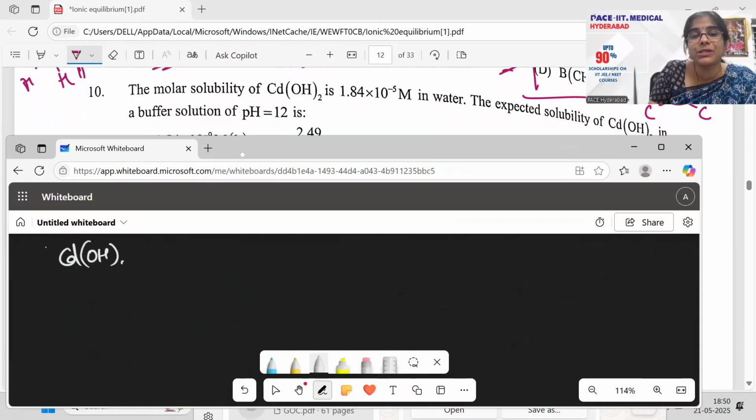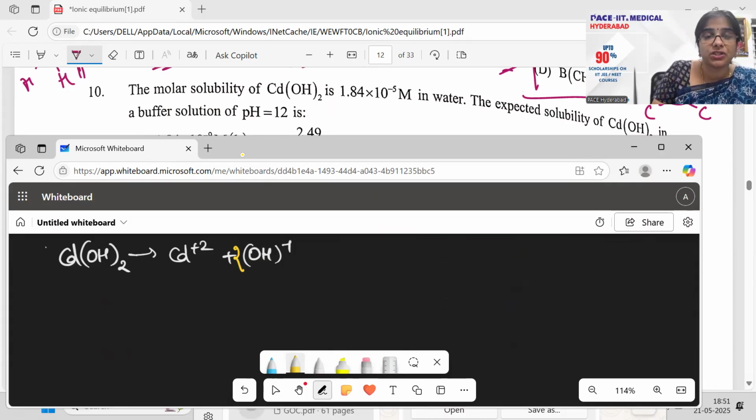Ksp is not given to me, so let us find that out first, because whenever I'm talking about salt hydrolysis, I need Ksp, the solubility product, right? Cd(OH)2 will give me cadmium plus 2 ions and OH minus ions. I see OH twice, so I would get 2 of such ions, which is S here and 2S here. So Ksp will be S times (2S) squared, because this is according to the stoichiometric coefficients, right?